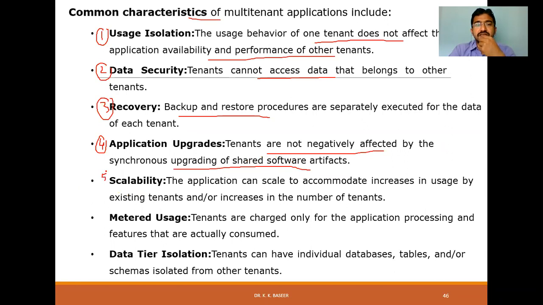The fifth characteristic is scalability. So definitely we can extend. Previously, if you observed, WhatsApp was only for message chatting.